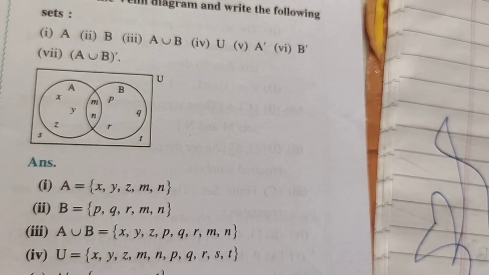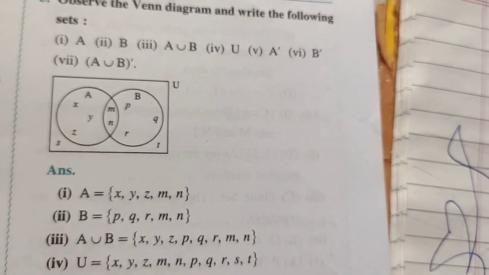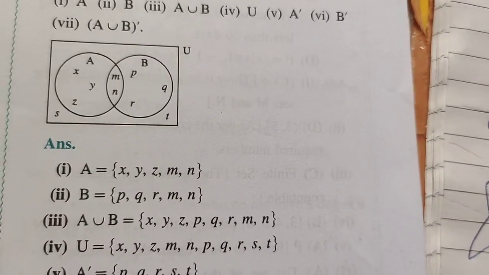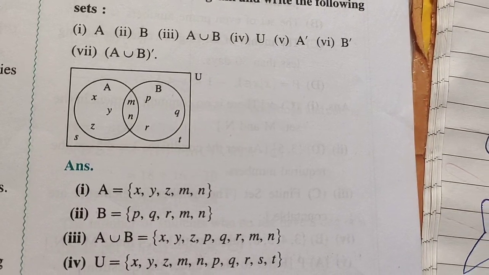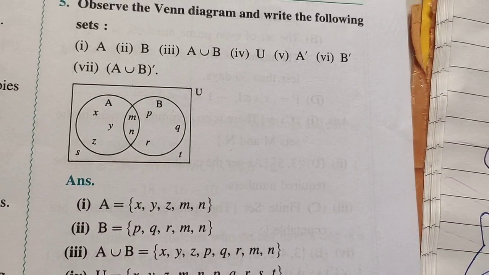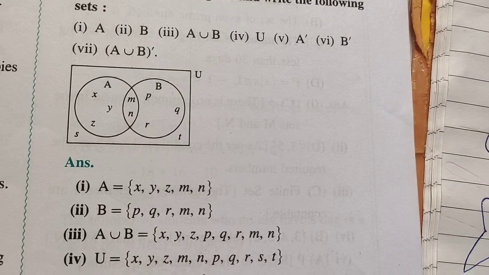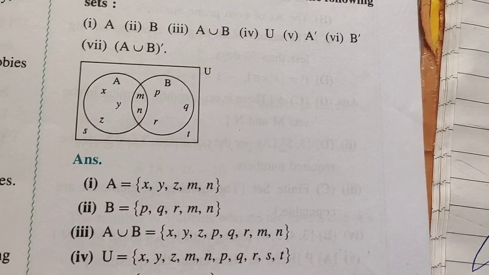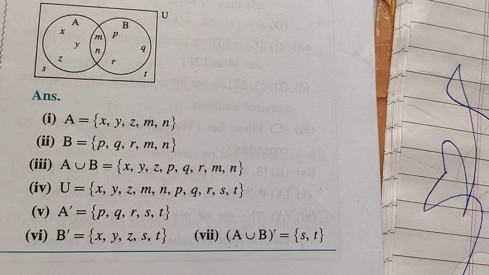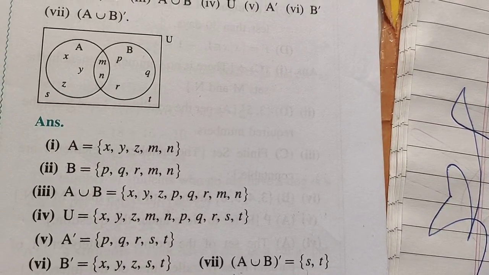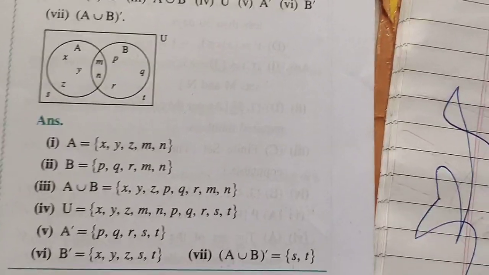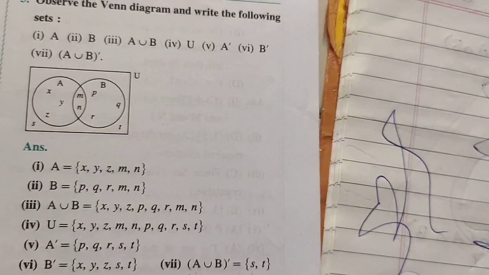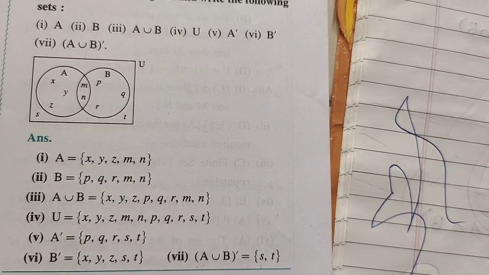Then the last one is A union B ka dash. Now how to do A union B ka dash? What is A union B? A union B means both these circles together. So what is outside both these circles? S and T. So your A union B ka dash will be S, T. Okay, so this one is very simple. Only what you have to do is see the diagram and give the answer.